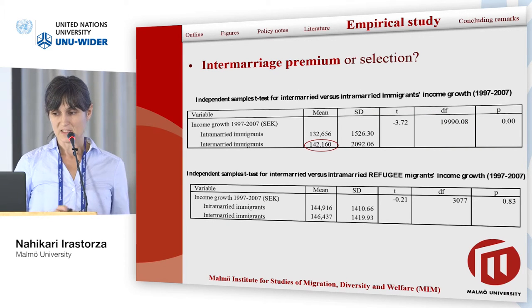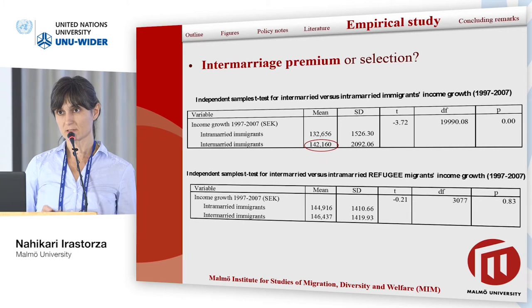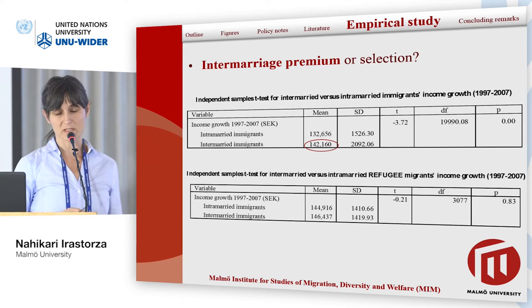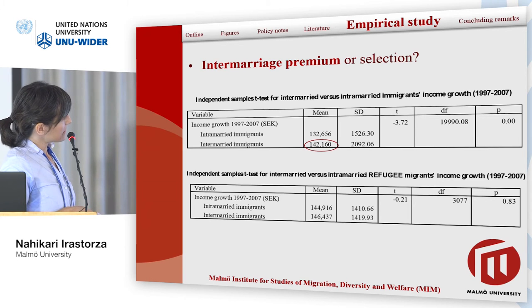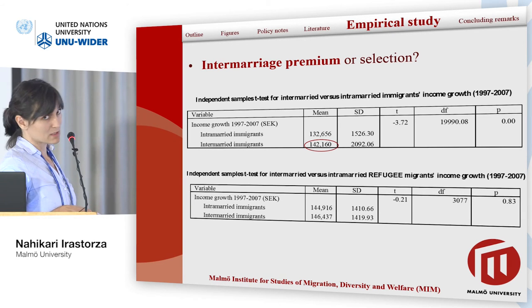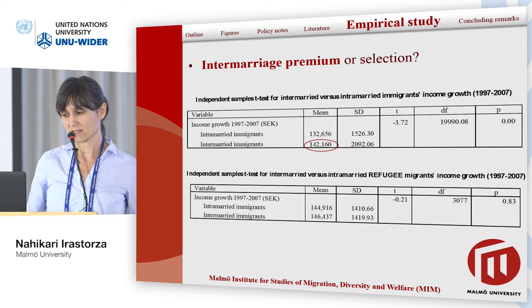The last two tables show the income growth of intramarried versus intermarried immigrants between 1997, when they were single, and 2007. As you can see, for immigrants in general, intermarried immigrants had a bigger growth. But for refugees, it's almost not significant. It's actually statistically not significant.